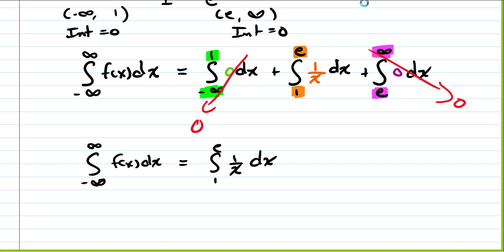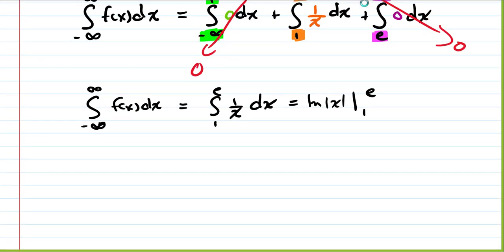So now we can actually do that integral. What's the antiderivative of 1 over x? ln absolute x. And we integrate that from 1 to e. So that gives us the natural log of e minus the natural log of 1. The natural log of e is 1. The natural log of 1 is 0. And we get 1 minus 0. And we get 1.